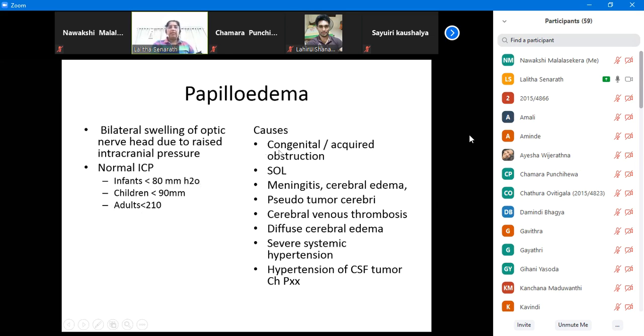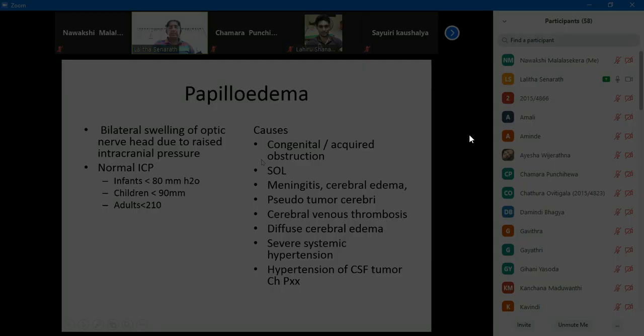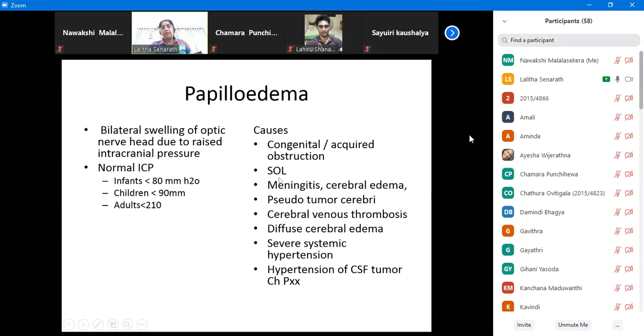The papilledema is caused by congenital or acquired obstruction, Sylvian aqueduct obstruction, or space occupying lesion, meningitis, cerebral edema, pseudotumor cerebri, cerebral venous thrombosis, diffuse cerebral edema, severe systemic hypertension, or CSF tumors.